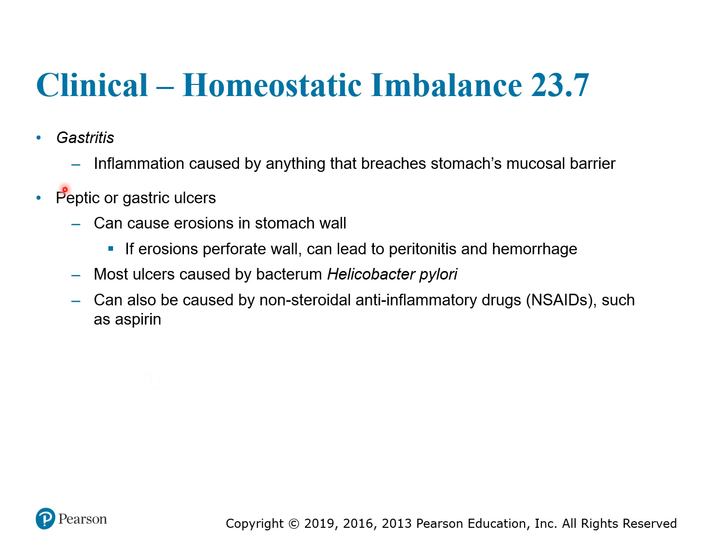Now, what can go wrong? There is a condition known as gastritis. Gastritis is the inflammation caused by anything that breaches the stomach's mucosal barrier. So, if the mucosal barrier is breached, the condition is known as gastritis. Then there is peptic or gastric ulcer, which is when there are erosions in the stomach wall. If erosions perforate the wall, they can lead to peritonitis and hemorrhage.